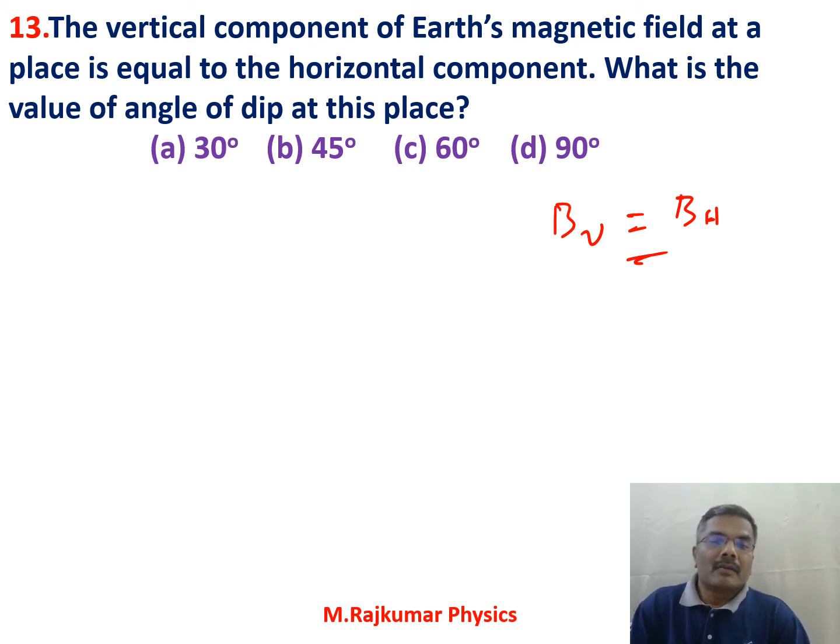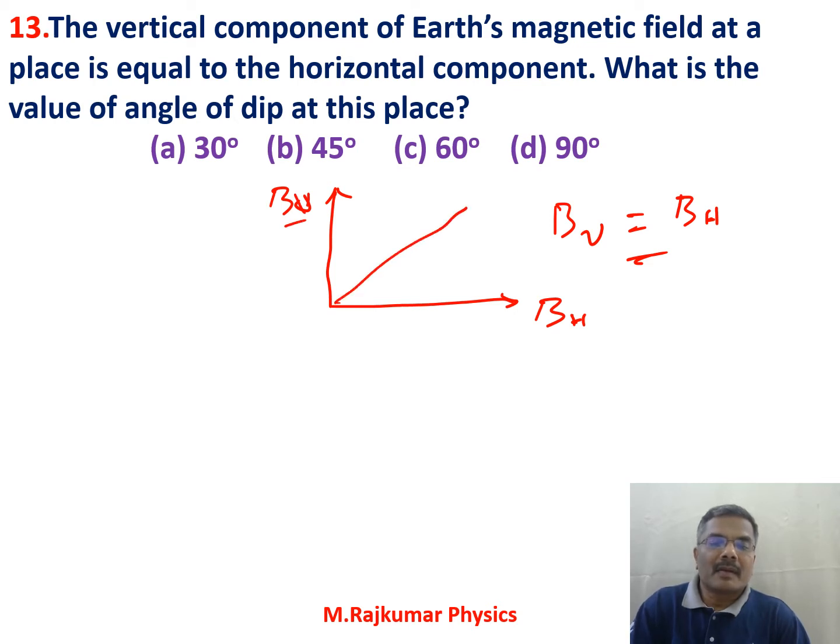They are asking what is the angle of dip at this particular place. So here this is the horizontal component BH and this is the vertical component BV. Both are equal, so the resultant will be like this. This is the resultant. What is the value of the angle of dip? The resultant makes the angle theta. This is the angle of dip.